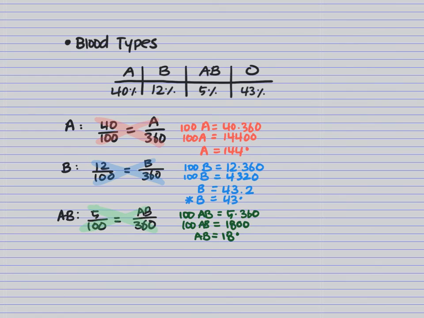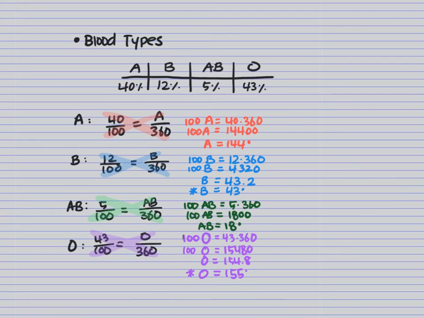Okay, for AB, I didn't have to round anything, but I just multiply 5 times 360 and then find out my AB is going to be 18 degrees. Okay, and then last but not least, for blood type O, it's 43%. And again, we established that if you have anything that is in the decimal realm, we're going to round it up. In this case, it was significantly big, so I'm going to round it up to 5 instead of 0.8 and make it into 155.